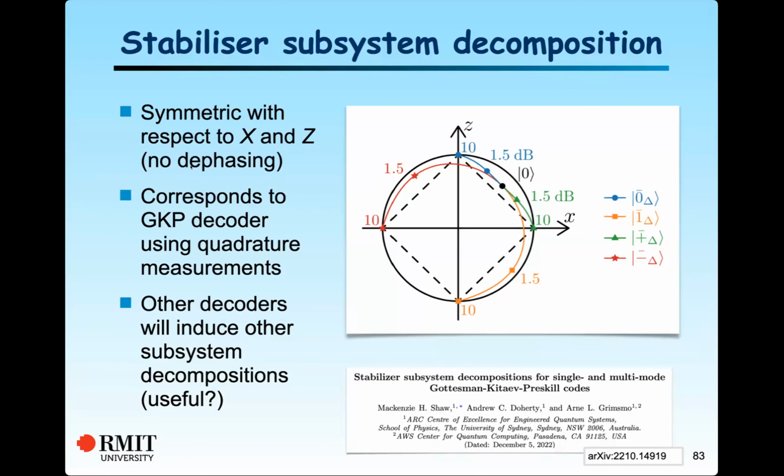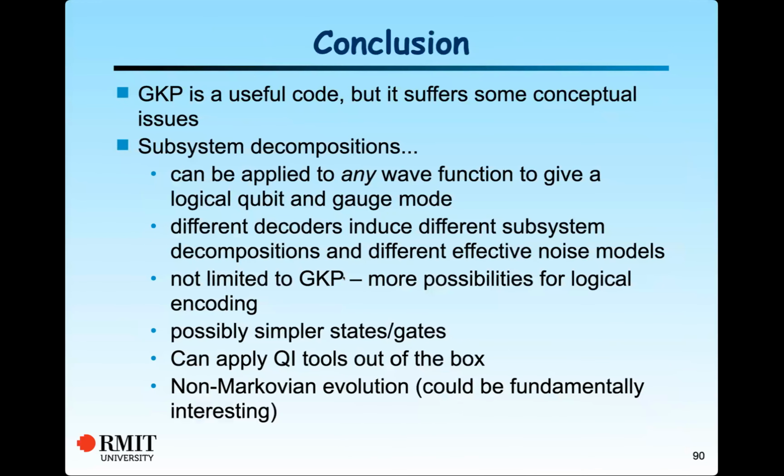This is symmetric with respect to X and Z, and it corresponds to the correct decoder. And other decoders will induce other subsystem decompositions. So I'll skip to the conclusion here and leave that up and see if there's any questions. Thank you.